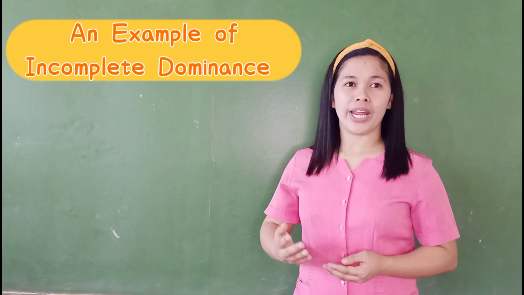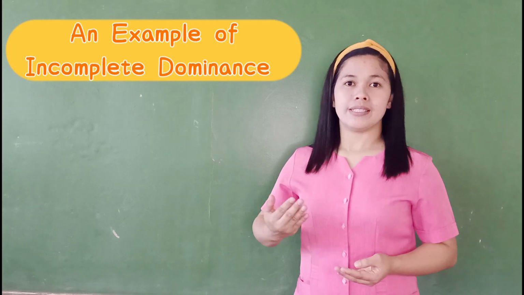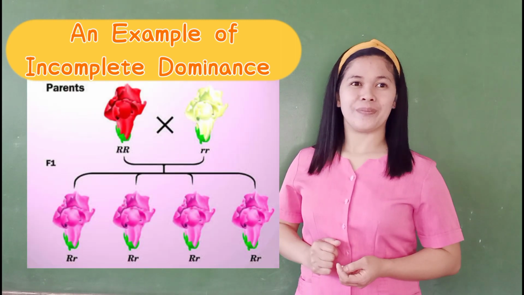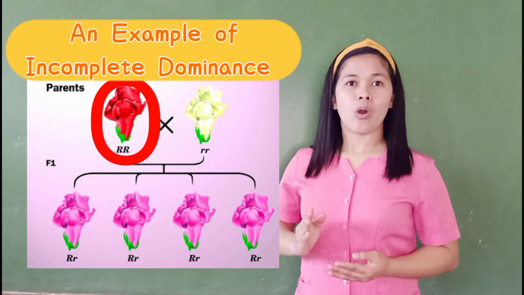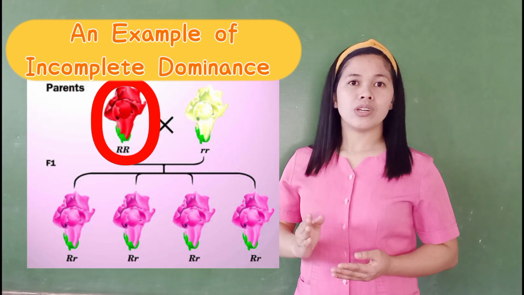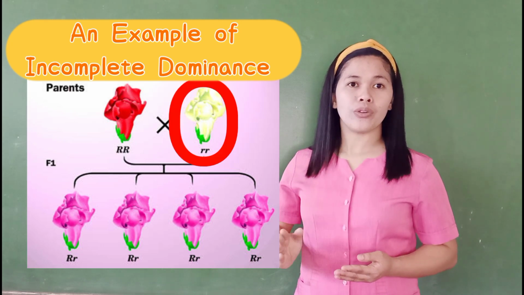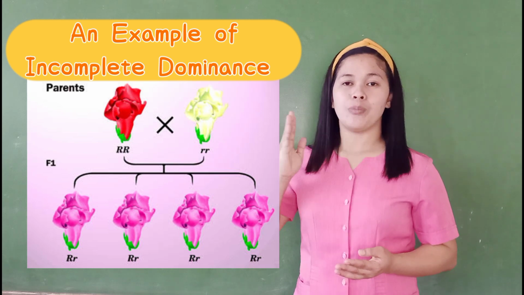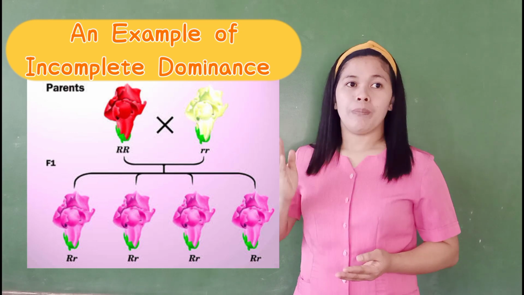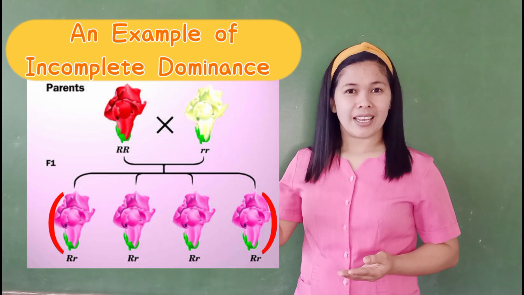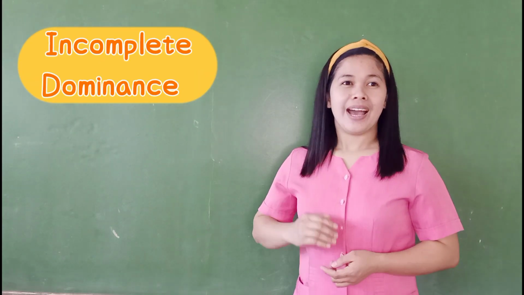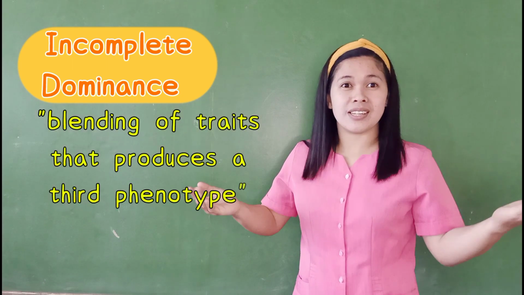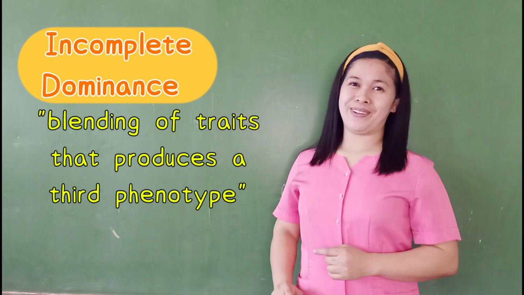An example of incomplete dominance is the flower color of four-o'clock plants. When a red-colored flower is crossed with a white-colored flower, the possible phenotype of the offspring will be all pink. Therefore, incomplete dominance is simply the blending of traits that results in a third phenotype.